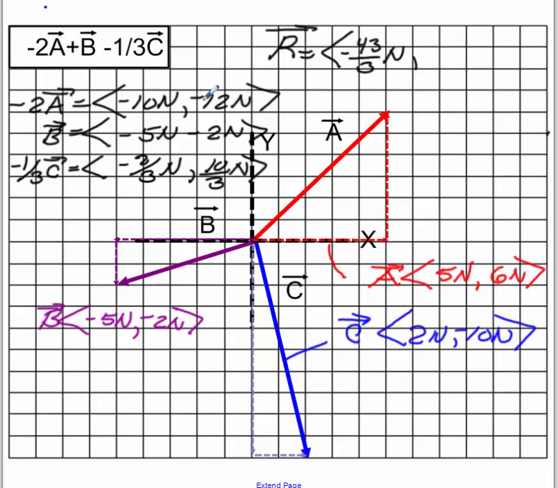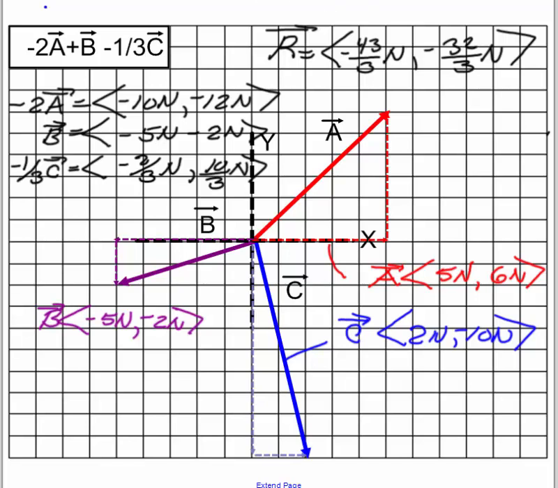Okay, I come down this column, I got negative 12 plus negative 2, that's negative 14, plus 10 thirds. Add that together, and that's going to give me a value of negative 32 over 3 newtons. So those are the components of my resulting vector by doing negative 2a plus b minus 1/3 c. Now if I want to find the magnitude and the actual angle, I'll show you how to do that.